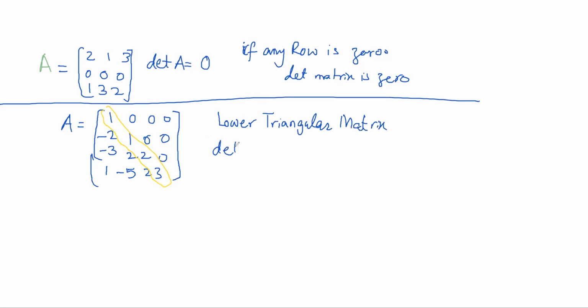So the determinant of a lower triangular matrix, or in the case of an upper triangular matrix as well, will be the multiplication of the elements on the diagonal. So it means it will be 1 times 1 times 2 times 3. Under the diagonal, whatever elements you have will not matter.